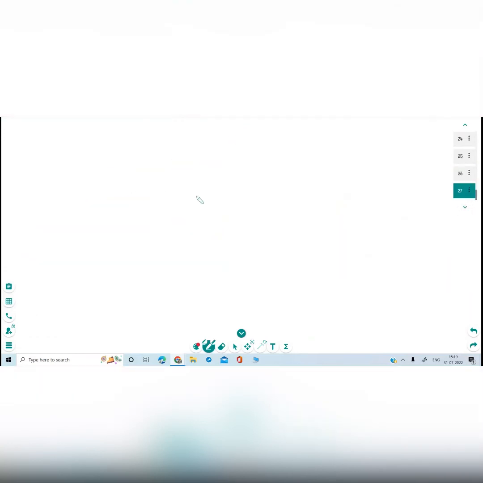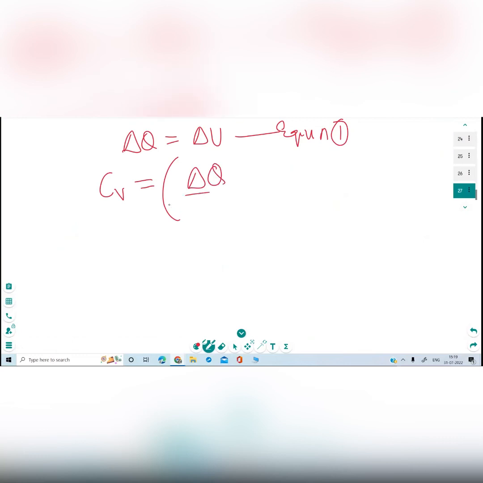See, I wrote it like this. Del Q is equal to del U. That was my equation 1. Correct? Now, I said it is at constant volume. So, constant volume means CV. Can I write it as CV equals del Q by del T at constant volume? Yeah. Okay. Now, since in equation number 1, del Q is equal to del U, can I also write it like this?